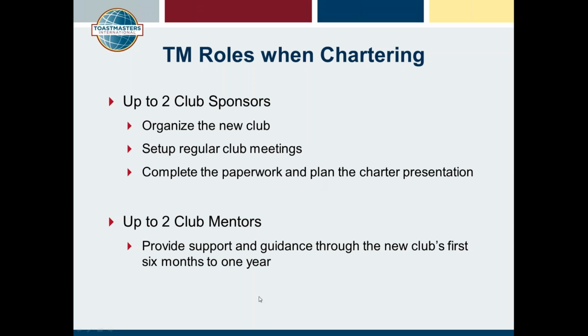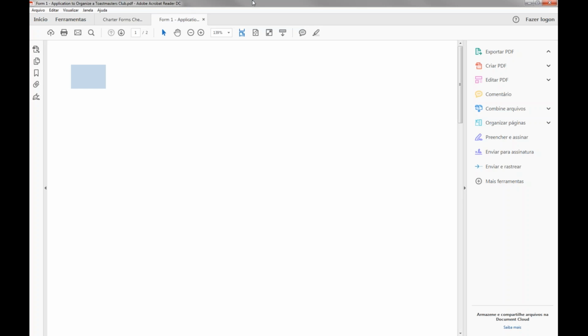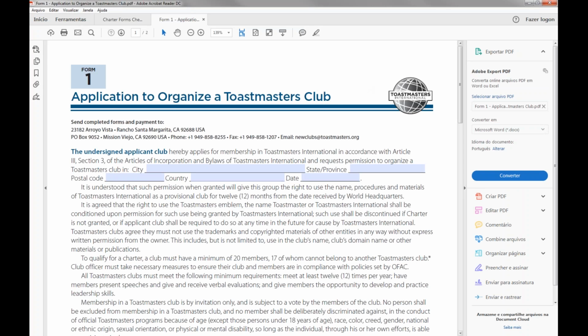And I'm going to share some documentation in order for you to see what we need to use, and to help you avoid some of the issues that sometimes people run into. Let me see, okay. I'm going to show that. So the first document we need to use is the application to organize a Toastmasters Club. It's the document that I'm going to show you right now, and it's on the screen.